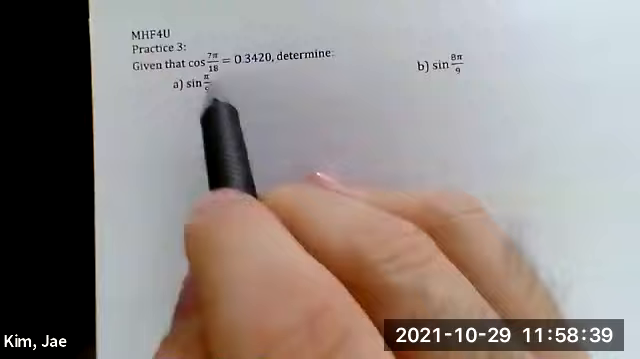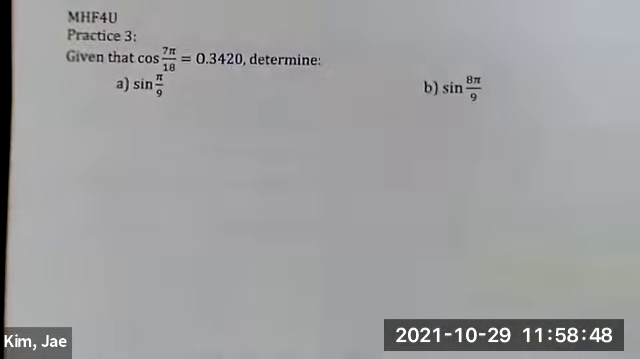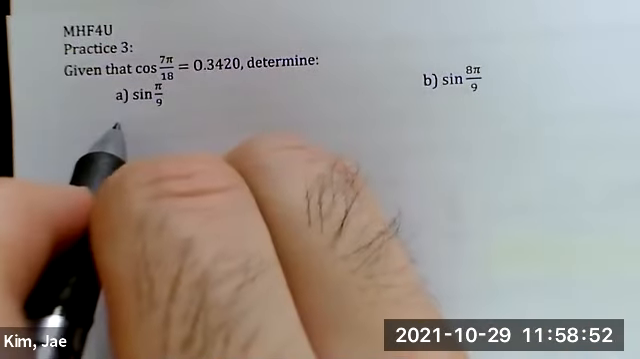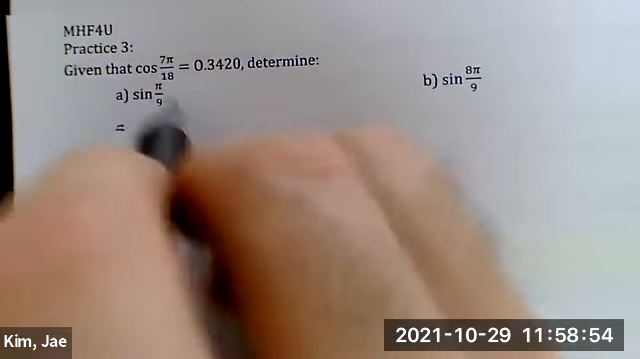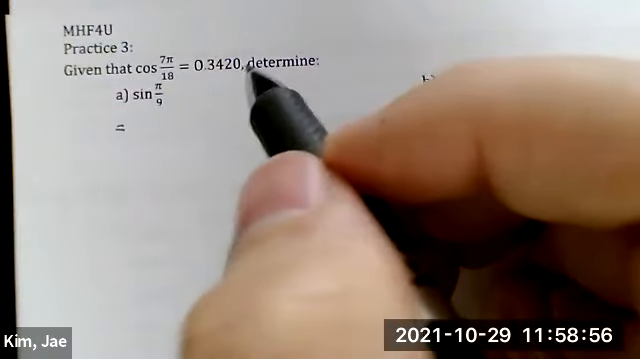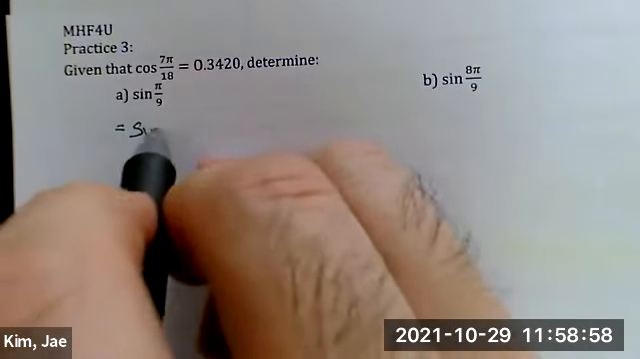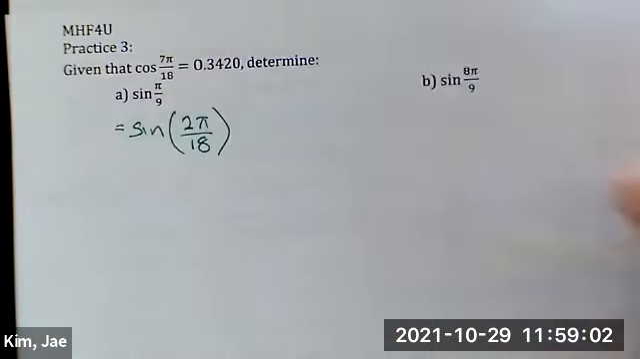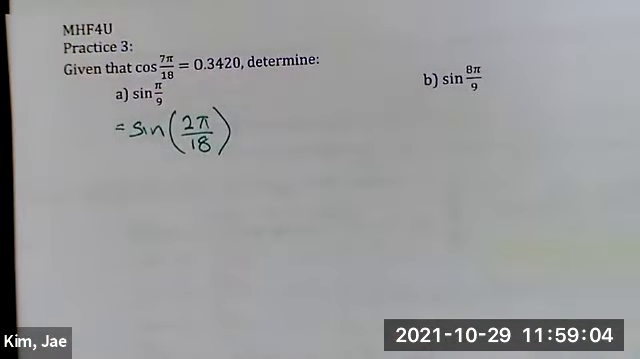What if I give you a question like this? I give you cosine of 7 pi over 18, and I ask for sine pi over 9. That sounds a little obscure, so let's rewrite it like this. I know that the angle is going to have a denominator of 18. So just to see what all this is about, I'm going to convert this into the same denominator.